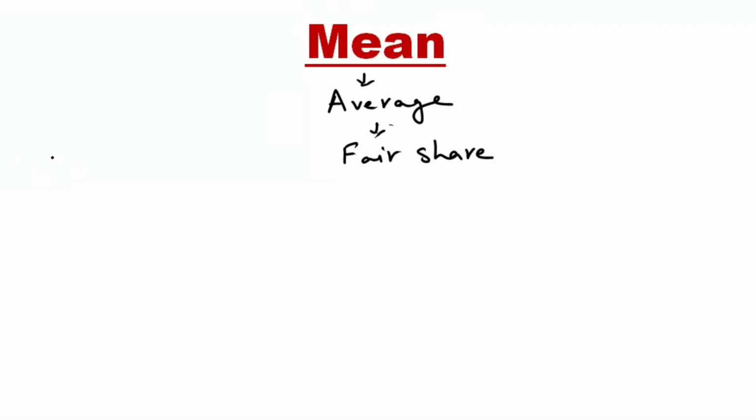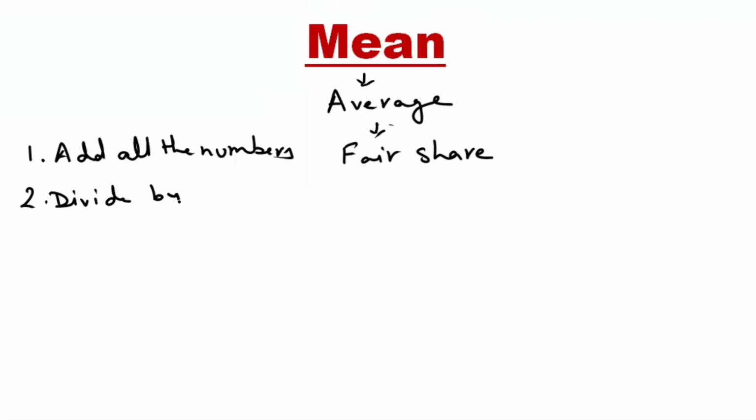There are two steps to find the mean. First, we have to add all the numbers. Then we have to divide by how many numbers there are. So how can we find the mean? First we have to add all of the given numbers. Then we have to divide the sum by how many numbers there are in total.